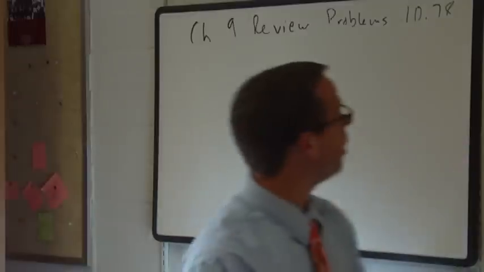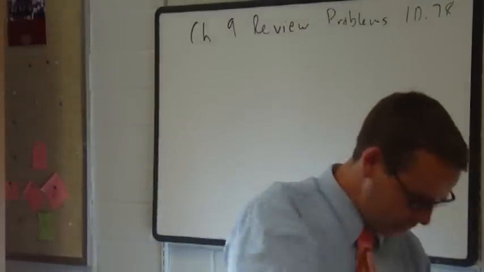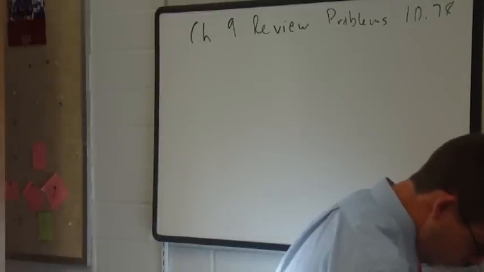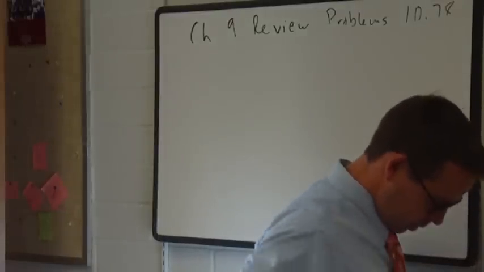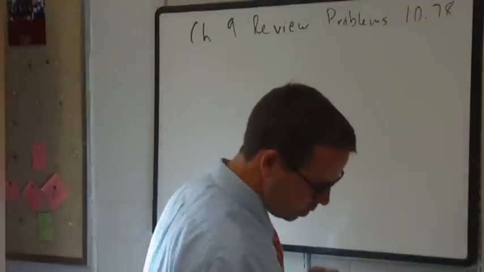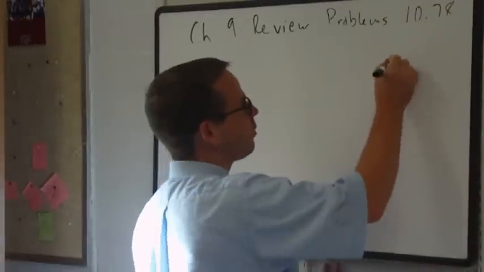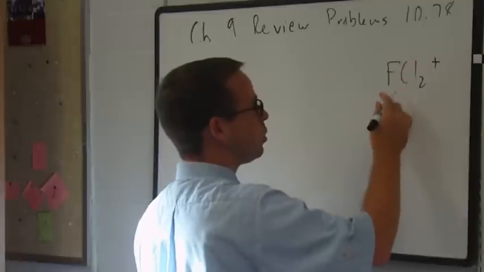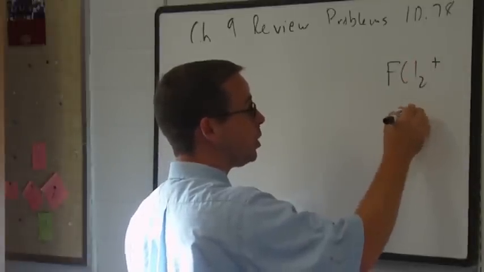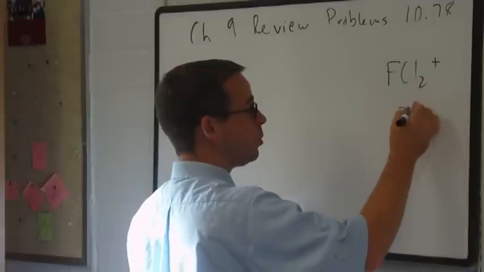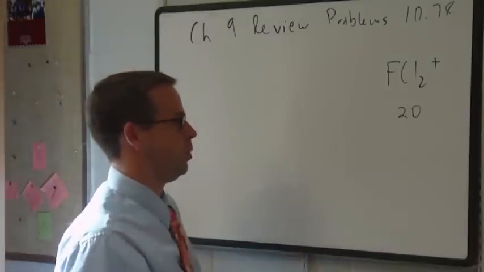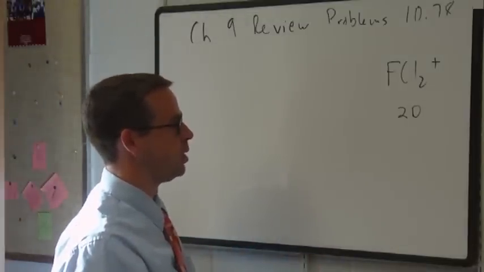Okay, so where did we leave off? 1078. And we had done FCl2+. So we have 3 halogens, 7 times 3, 21 electrons. But we lost one because we have a plus charge. All right, so the question is, what's the central atom?